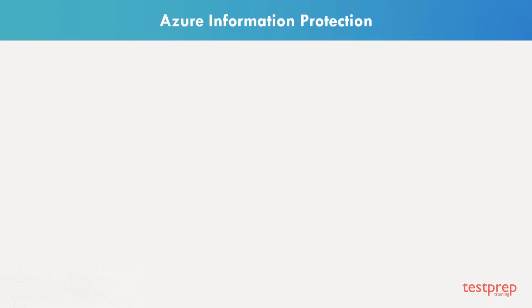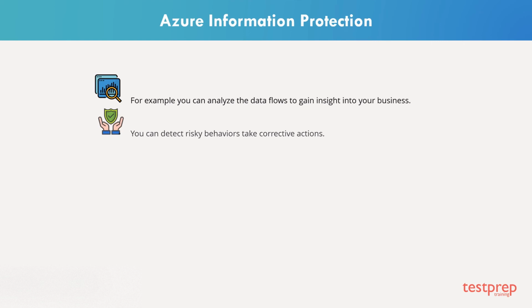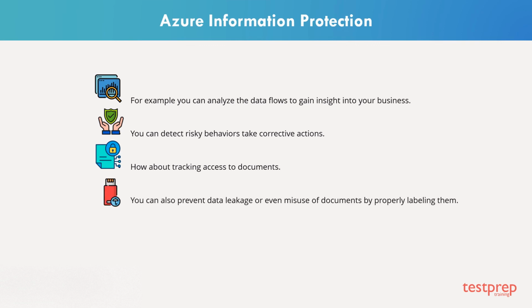After your content is classified, you can then track and control how the content is used. For example, you can analyze the data flows to gain insight into your business. You can detect risky behaviors, take corrective actions, track access to documents. You can also prevent data leakage, or even misuse of documents, by properly labeling them.